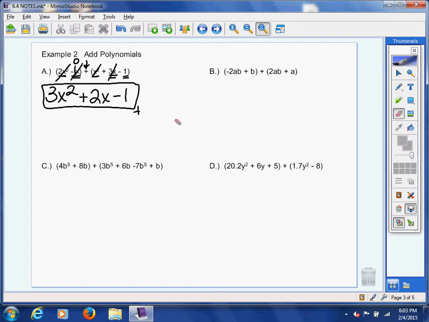I need to erase. So you don't erase. I'm going to erase and create a little bit of space here. All right, I think I just write too big. So I think that's my biggest problem.